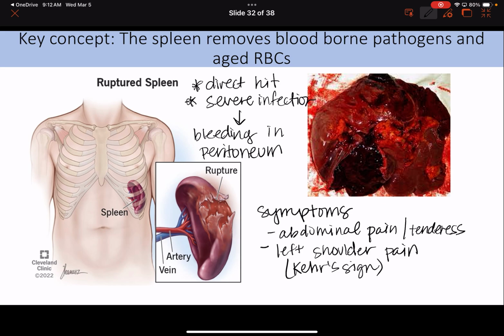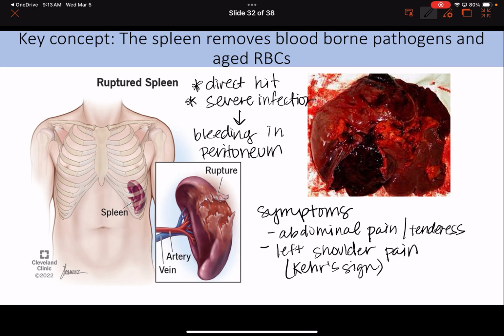So this could be due to a ruptured spleen. It could be due to an ectopic pregnancy. It could be due to a ruptured appendix. Anytime you have bleeding that's occurring in the abdomen, you can have Kehr's sign. And then you'll also have symptoms that are associated with hypovolemic shock. Because again, your spleen is a large reservoir of blood. There's lots of blood there. If you have a ruptured spleen, you lose a lot of blood there, then you'll show signs of hypovolemic shock.